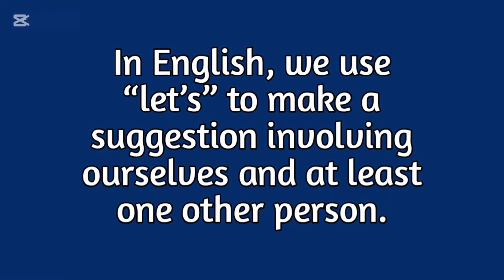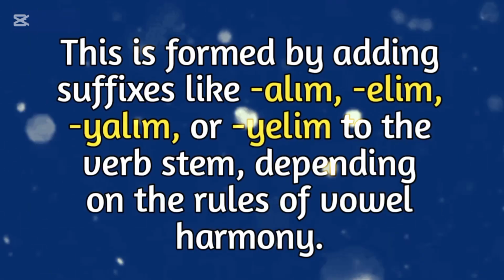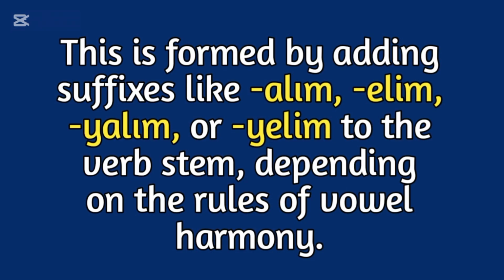In English, we use let's to make a suggestion involving ourselves and at least one other person. In Turkish, this meaning is expressed with a specific verb form called the first person plural imperative. This is formed by adding suffixes like alım, elim, yalım, or yelim to the verb stem, depending on the rules of vowel harmony.